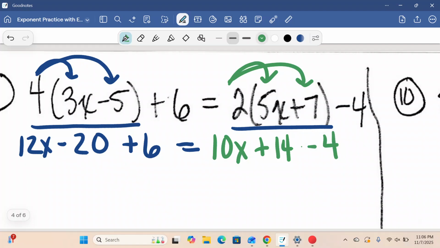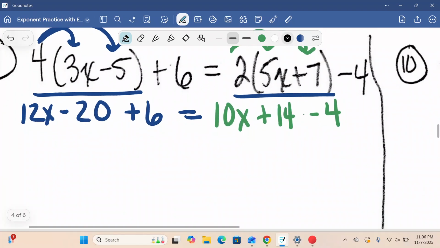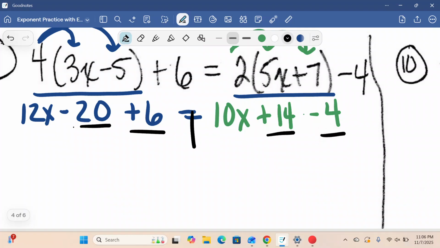Now, my recommendation is to rewrite it using combining like terms before you get the variables on both sides. So my recommendation from here, you can do any recommendation you want as long as you come up with the right answer. So my recommendation from here is to underline all the like terms on one side and all the like terms on the other side and then combine them first. So right here I have a negative 20 and a positive 6. Those are my like terms there. On the other side, I have a positive 14 and a negative 4.